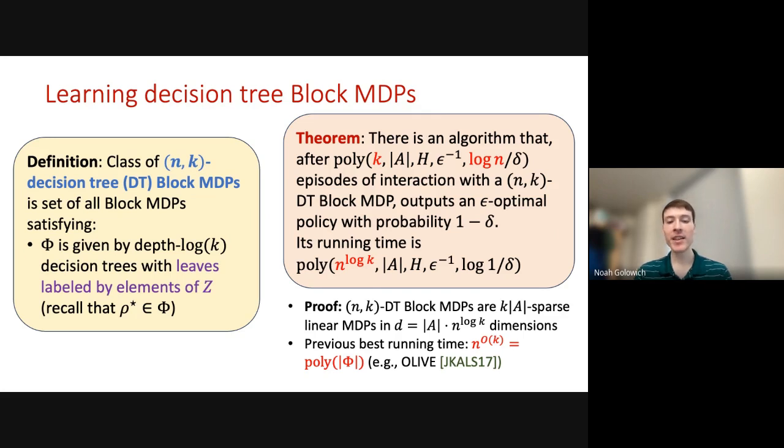I'll note that the previous best running time for getting poly k sample complexity for decision tree block MDPs was n to the k, which is once again achieved by Olive. So we get basically a nearly exponential improvement on the prior running time.